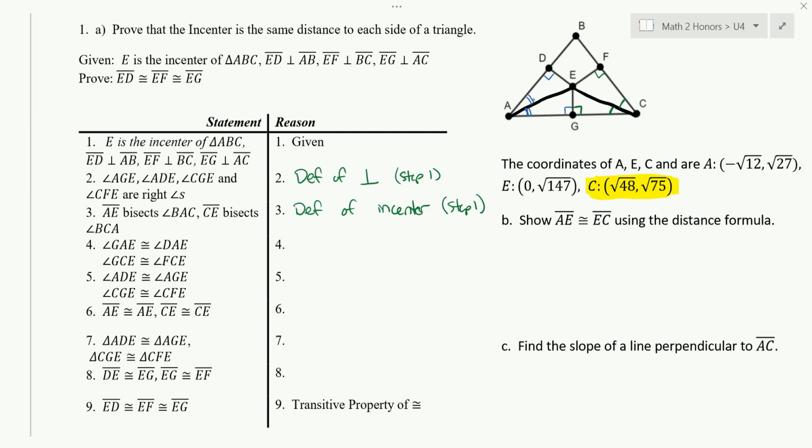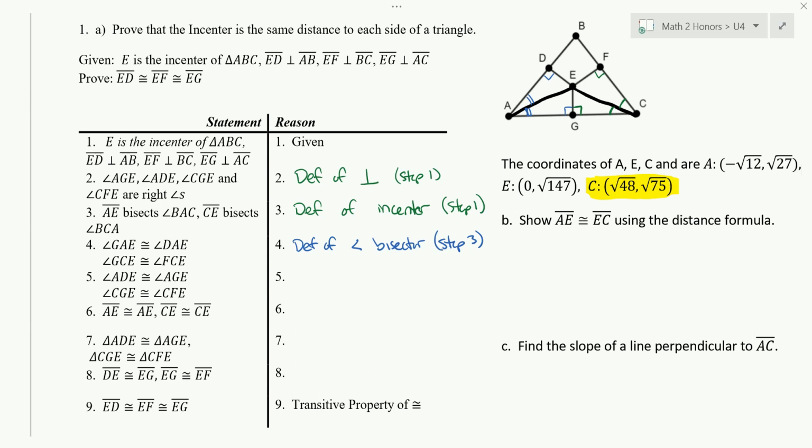Something that was stated before. Definition of angle bisector. Because in step 3, we said that they're angle bisectors, and this is what it means to be an angle bisector.